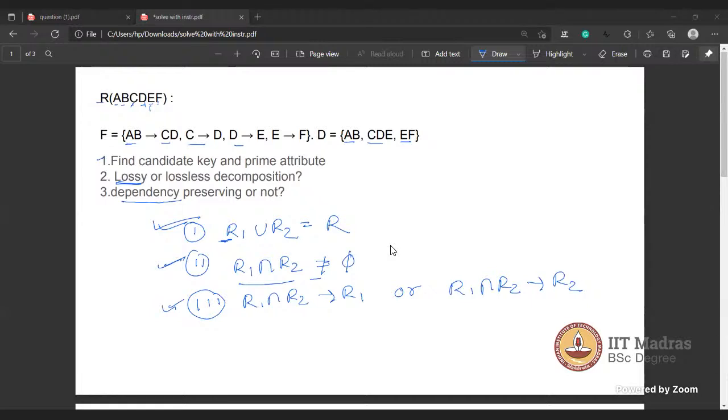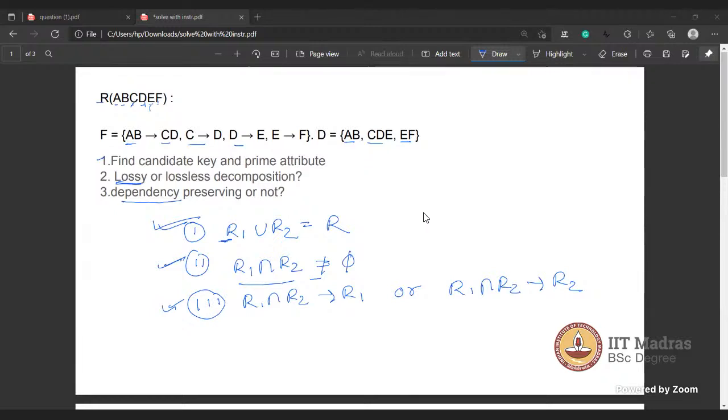Sir, I am Hemant. This R2 and R3 are satisfying the second and third conditions, but not the first condition, right? R1 union R2 is also required to be satisfied. It is only giving CDEF, but without AB. R2 union R3, the first condition is not satisfied. It is satisfying the second and third, but not the first.